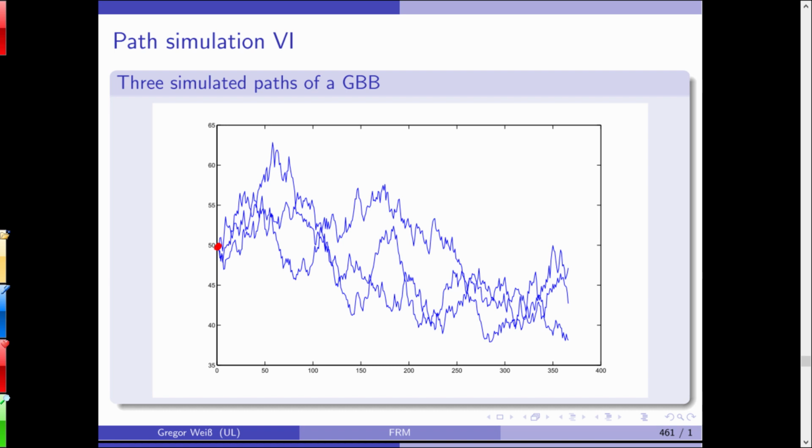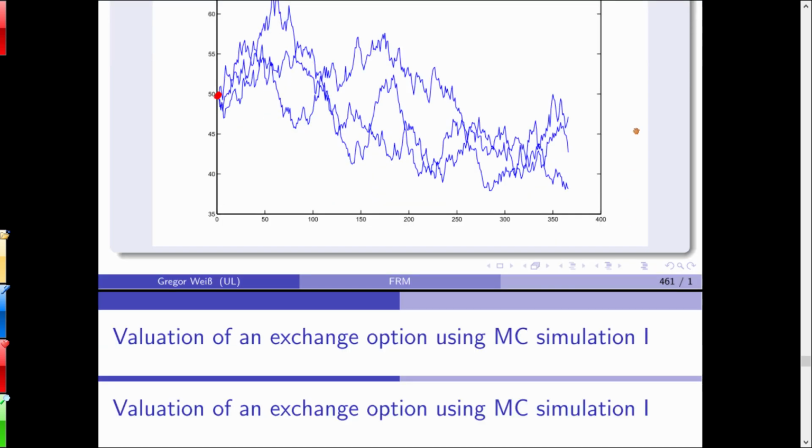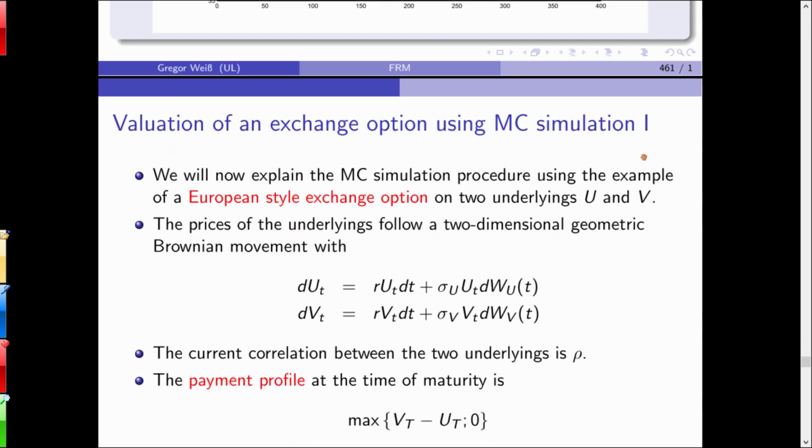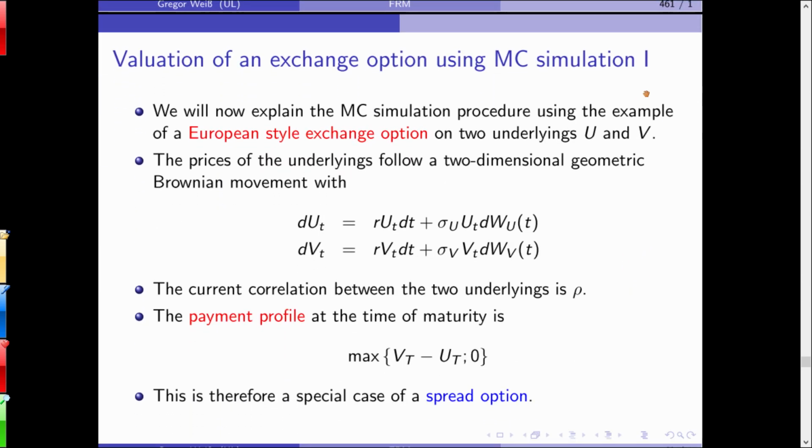What do we do next? We simulate 100,000 and insert it into the payout profile. So that's the next step. And we're now doing it with some additional examples for options and derivatives.